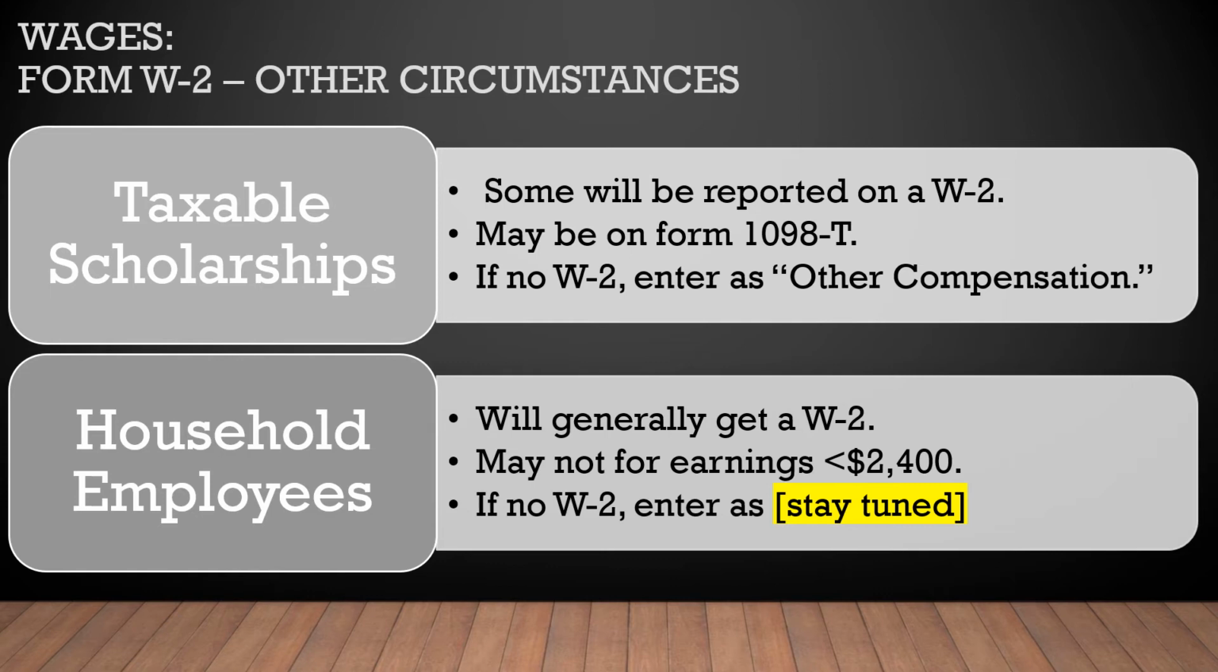W-2 entry screens. We also have household employees who are generally entitled to get a W-2, but they may not if their earnings were less than $2,400. On the 2022 1040, this income no longer flows from Schedule 1. Instead, line 1B is now dedicated to household employee wages that were not reported on Form W-2. In previous years, we would enter the amount as other compensation in the software, but we will stay tuned in case the process changes to reflect the changes on the Form 1040.